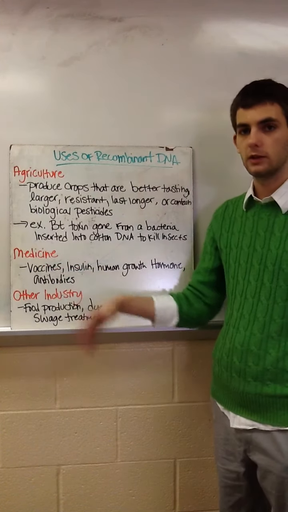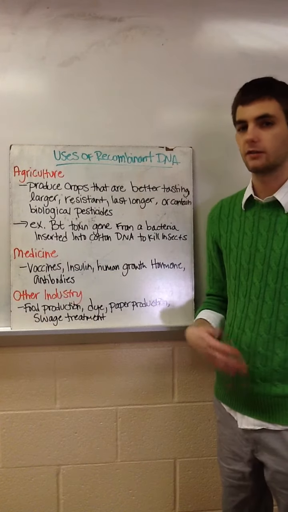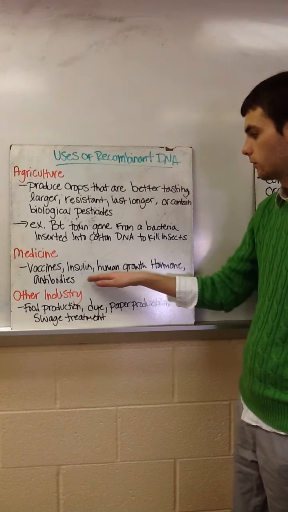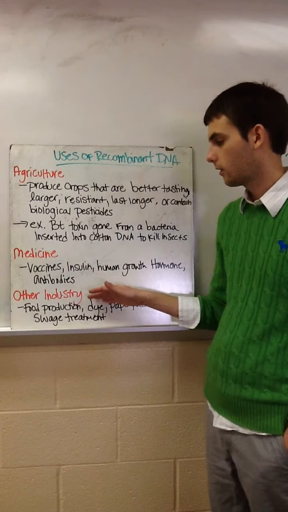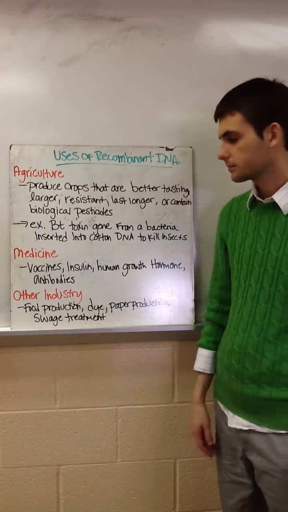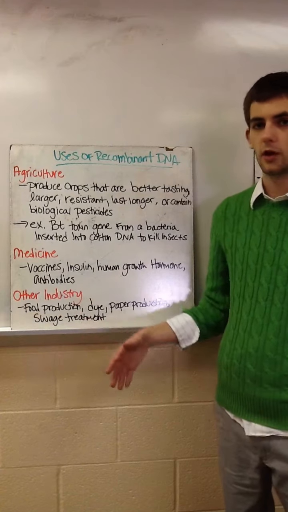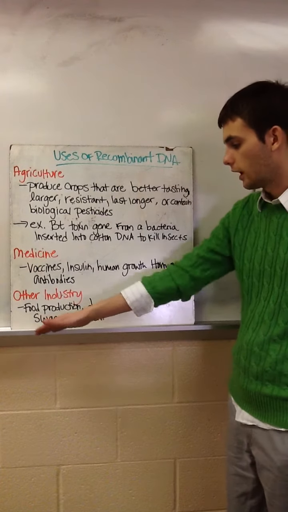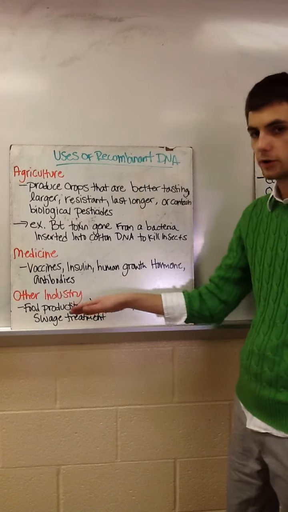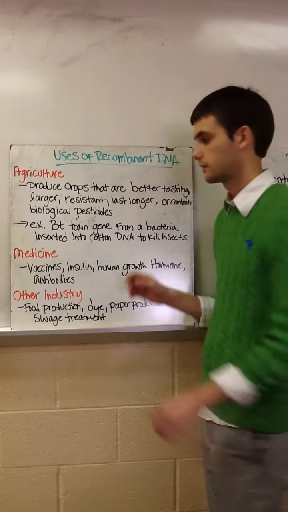With medicine, we use recombinant DNA in various vaccines, to make human growth hormone, insulin, which we'll talk about in detail, also with antibodies. And we also see this used in other industries such as food production, paper production, sewage treatment, or even production of various dyes.